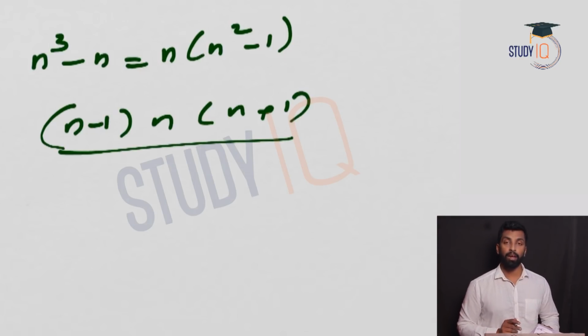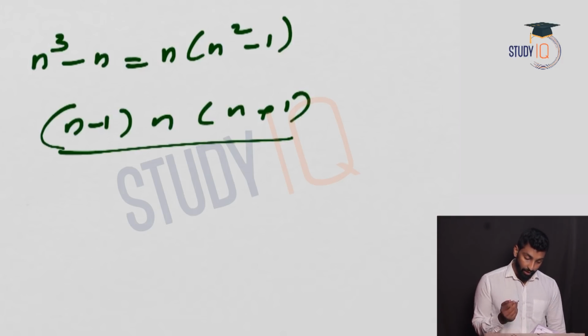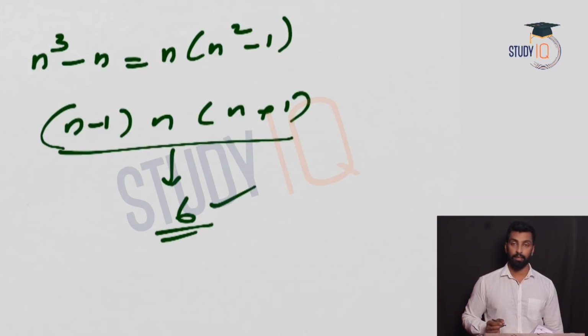Now looking at this, you can understand that these are three consecutive numbers. So at least one of the numbers must be a multiple of 3, and one of the numbers will be an even number. So you can conclude that this number is always divisible by 6. One is a multiple of 3, one is even, so this number will always be divisible by 6.